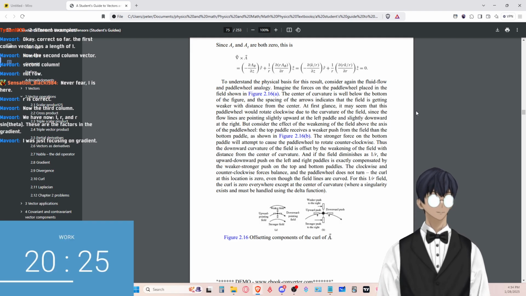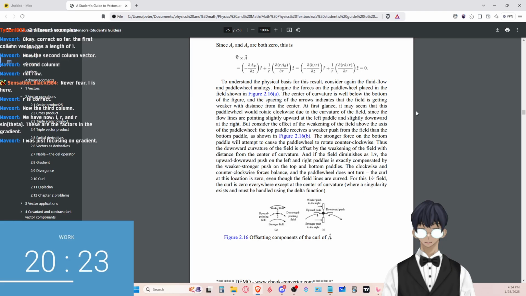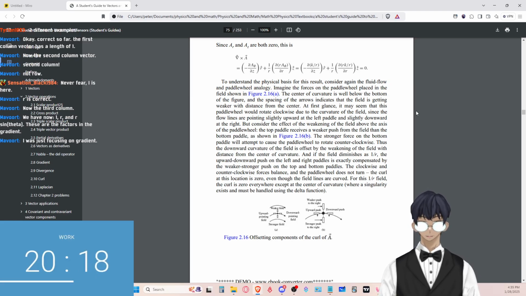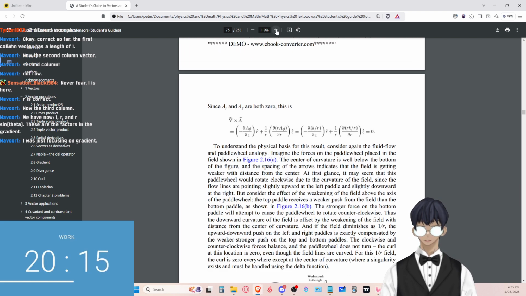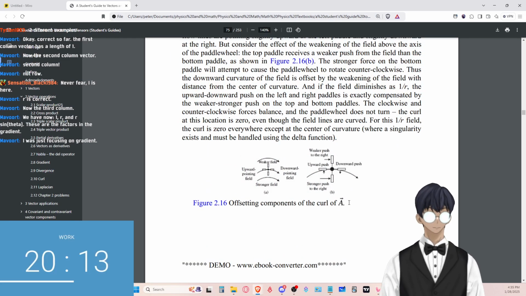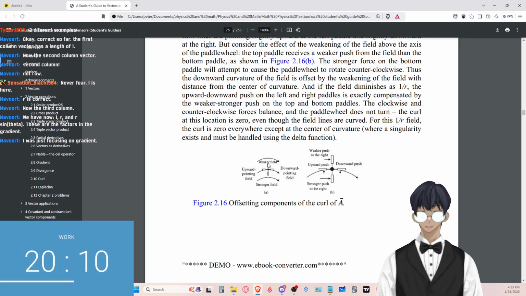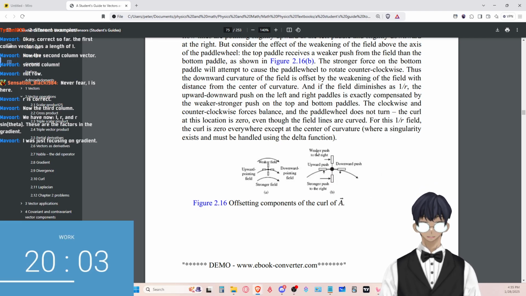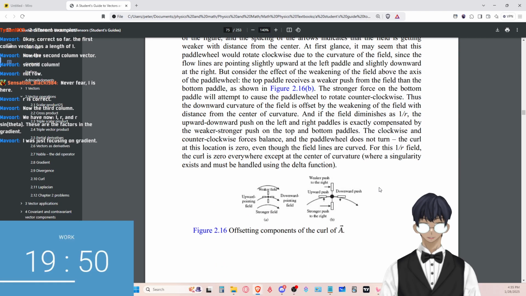Alright, so we have this image here. We should probably zoom in a little bit more. There we go. Okay, so we have a weaker field, downward field, stronger field. So, weaker push to the right, stronger push, upward push. Offsetting components of curl of vector A.